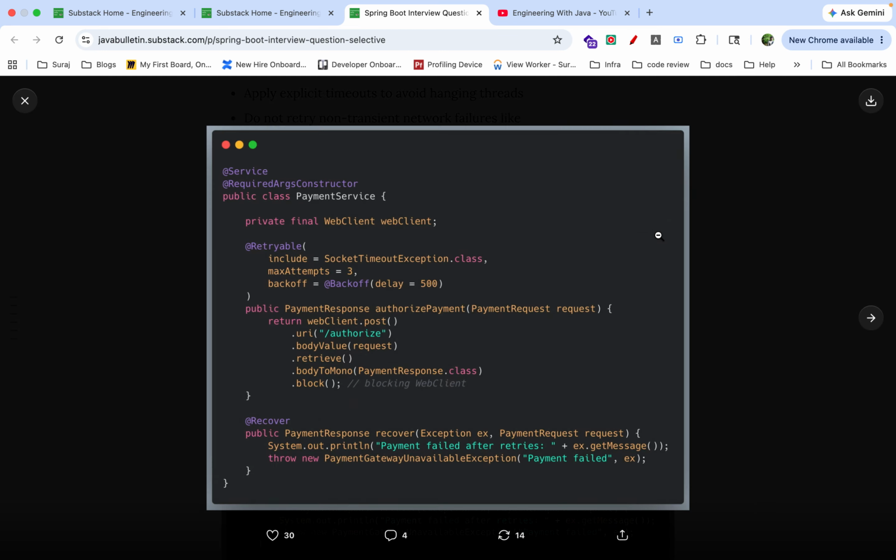So let's expand the code. This is the Spring service. We have a web client which is retryable with max attempts 3 and a backoff delay of 500, and there is an exception class that we have in the include. So what it tells us is that we want to retry on the SocketTimeoutException. We should be attempting this 3 times, and we should have a backoff of 500 milliseconds.